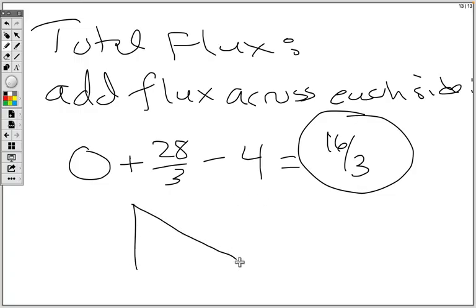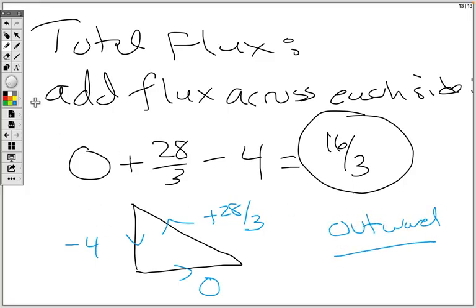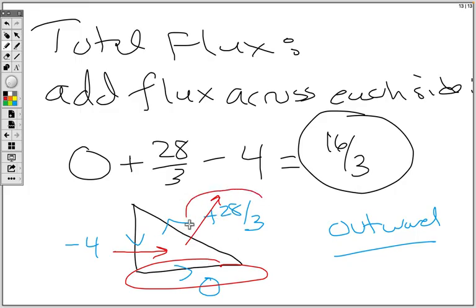And then we're going to fire up the vector field plotter here in a minute. But we've got 0 flux here, plus 28/3 here, and negative 4 here. And this is outward flux again. So negative 4 here means that the net is there's more coming in than going out. Nothing's happening here. Here we've got more going out than coming in. Since we have more going out here than is coming in here, the net effect is there's more going out of this region than coming into it. Does that make sense? Do you see what's happening there?